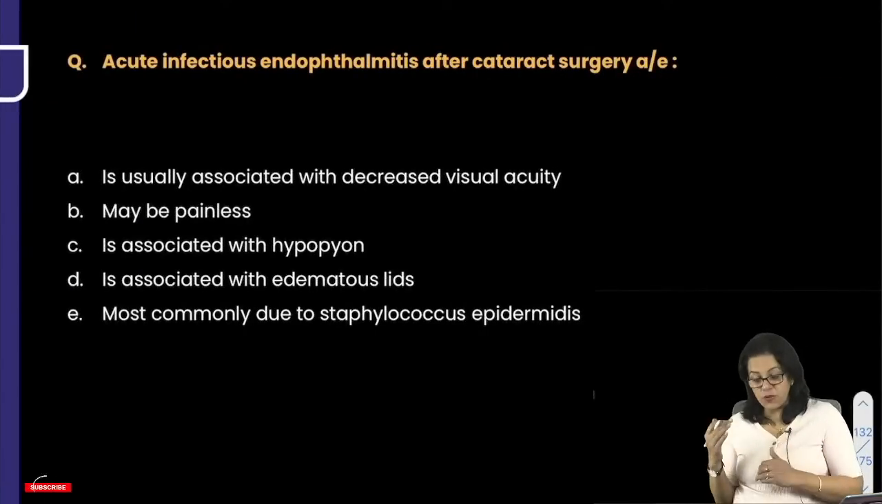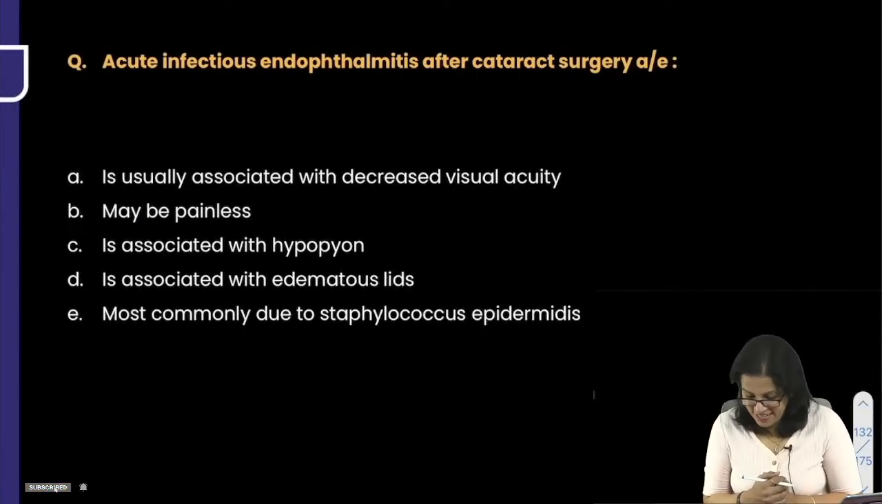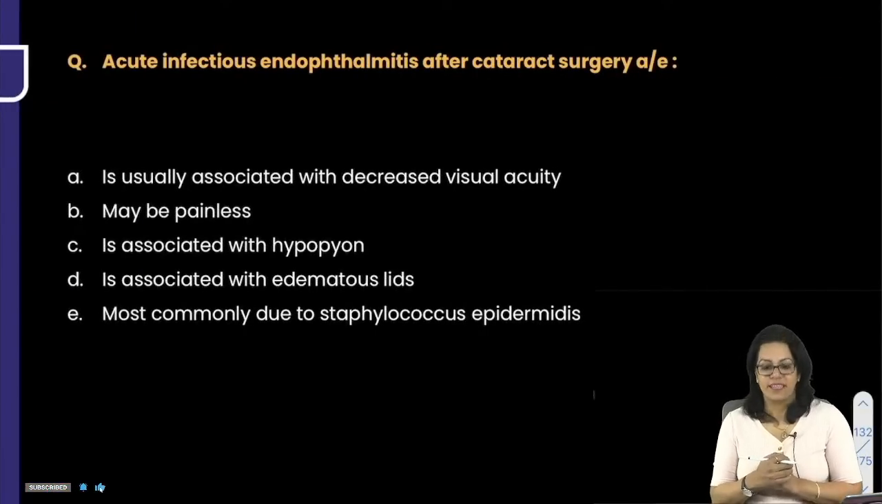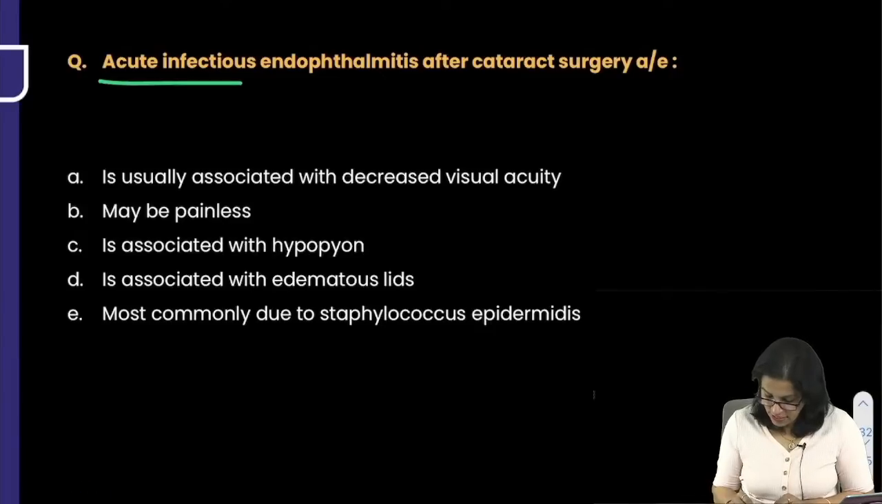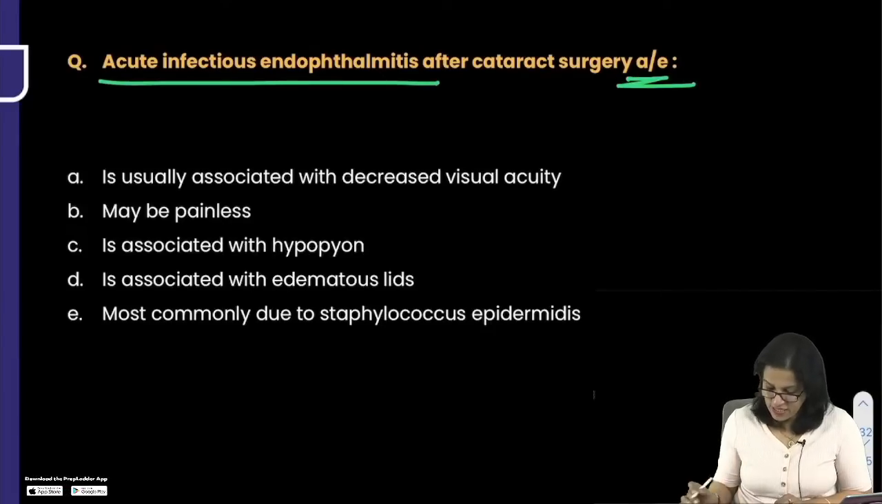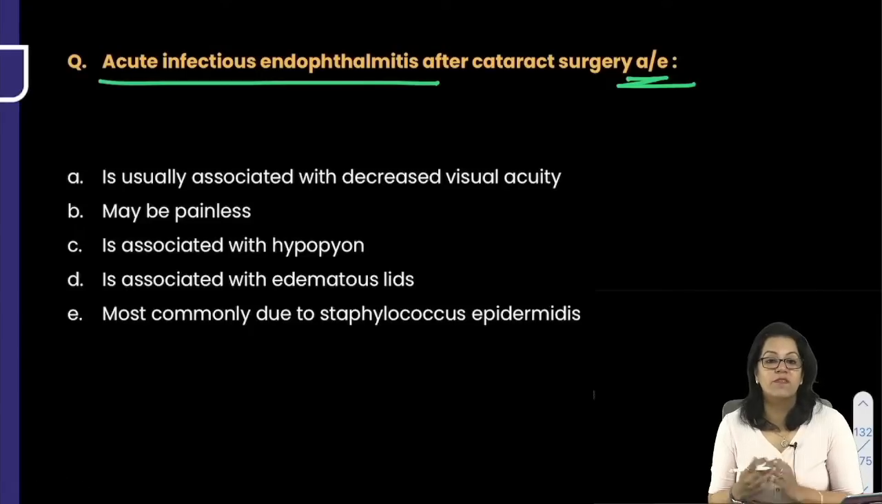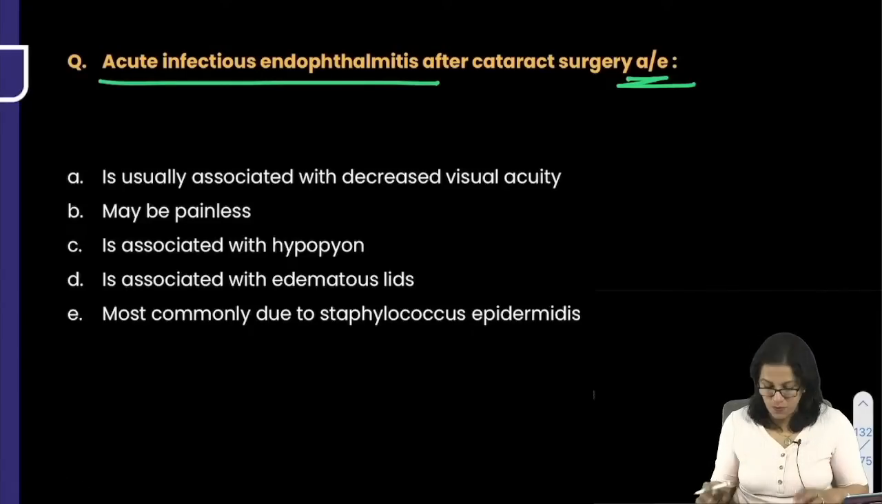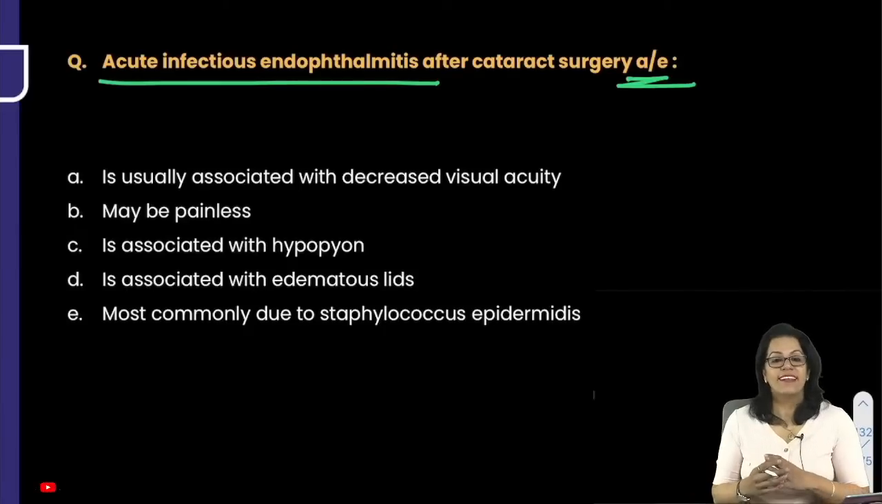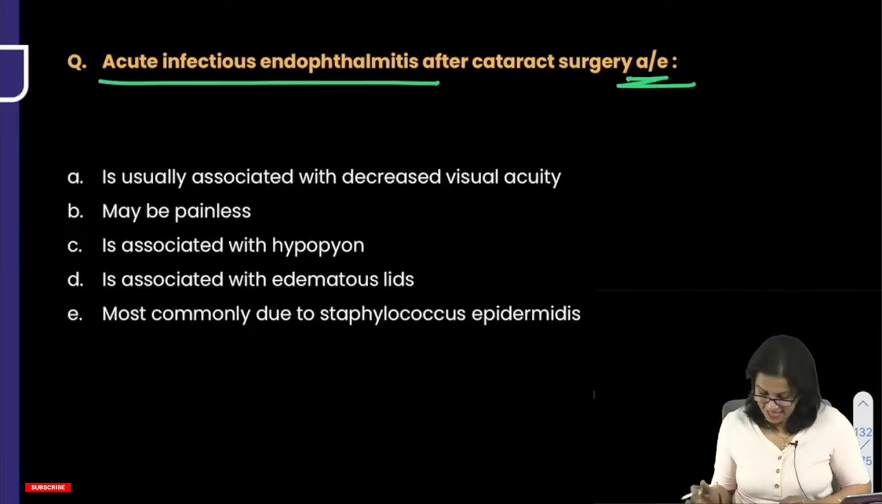Okay. Acute infectious endophthalmitis after cataract surgery, all except. Acute infectious endophthalmitis, all except. So it is usually associated with decreased visual acuity, of course, maybe painless? No. The patient is complaining of a lot of pain, redness, photophobia, diminution of vision, and no fundal glow. So this is it. Okay.